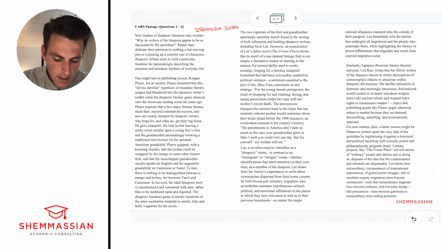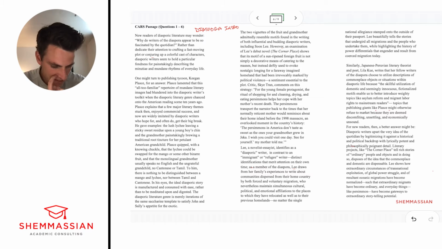He gave examples, the lush lychee leaving a sticky sweet residue upon a young boy's chin, and the grandmother painstakingly brewing a traditional root tincture for her petulant American grandchild. Place quipped with a knowing chuckle that the lychee could be swapped for the mango or some other bizarre fruit, and that the monolingual grandmother usually speaks no English and the ungrateful grandchild no Cantonese or Tamil. To him, there is nothing to be distinguished between a mango and lychee, nor between Tamil and Cantonese. In his eyes, the ideal diasporic story is manufactured and consumed with ease, rather than to be mulled upon and digested. The diasporic literature genre is merely iterations of the same saccharine template to satisfy John and Sally's appetite for the exotic.